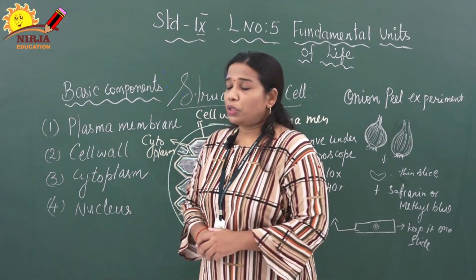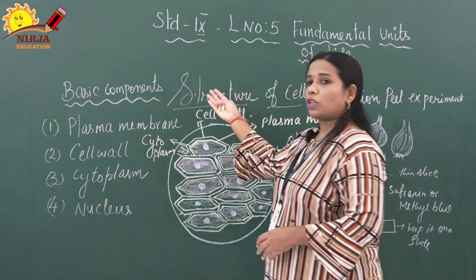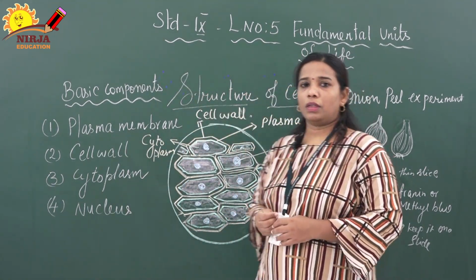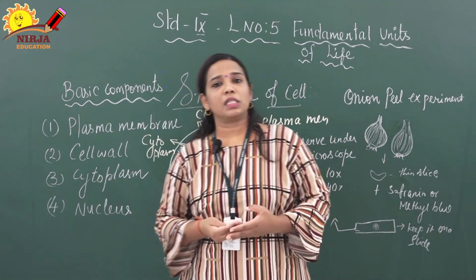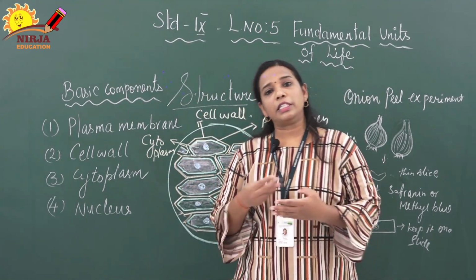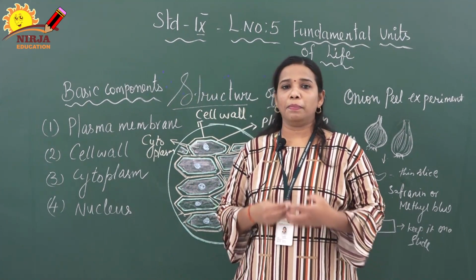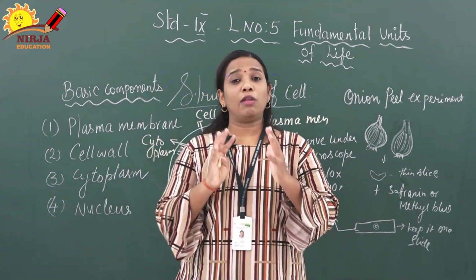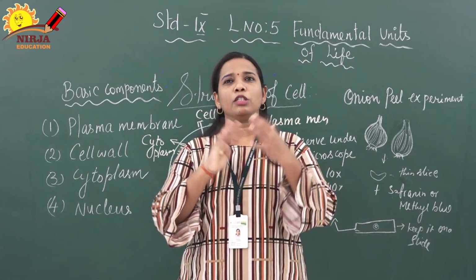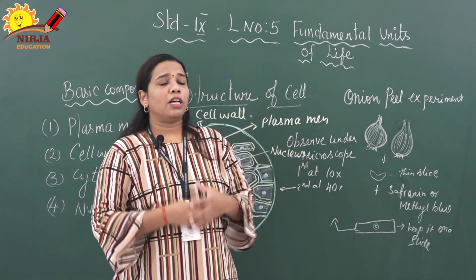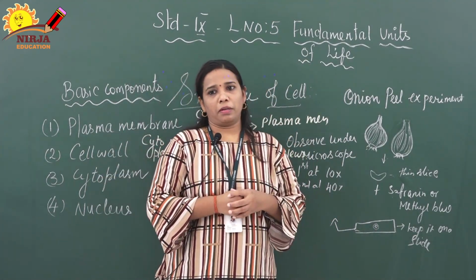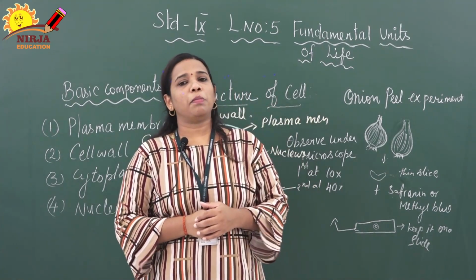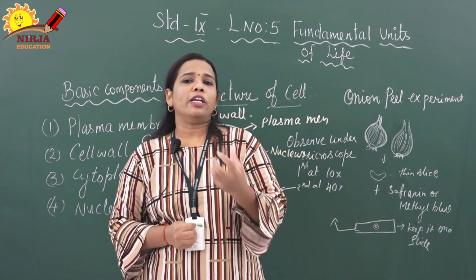Today in class we are going to discuss the topic structure of the cell. Already in the previous class we discussed what is a cell and the different types of cells based on their numbers. Now let us see how the cell was actually observed and what it looks like. We have to try one experiment, with the help of an onion peel.